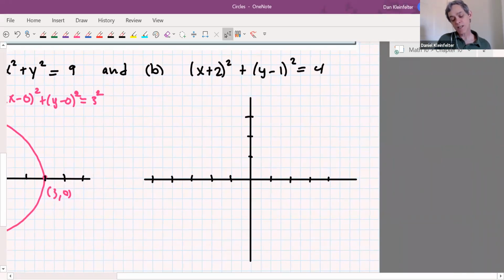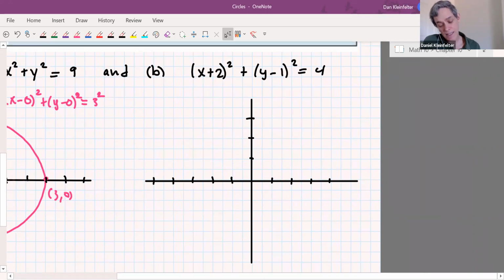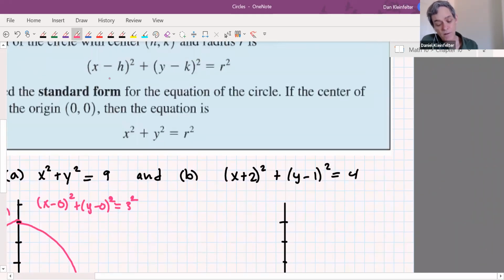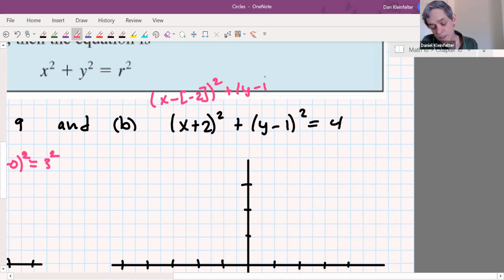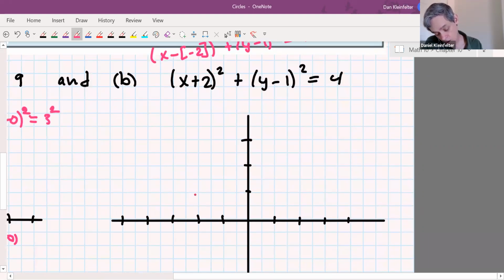All right, so this one, we need to think about where this one is centered. So here you want to be careful, okay? The equation that we developed has x minus h and y minus k in it. So when you see something that looks like x plus 2, you really want to think about how that is x minus negative 2 squared. Okay, so the x coordinate of the center is not going to be at 2, but rather negative 2. Okay, so it'll be at negative 2 and positive 1. So this one's not centered at the origin.